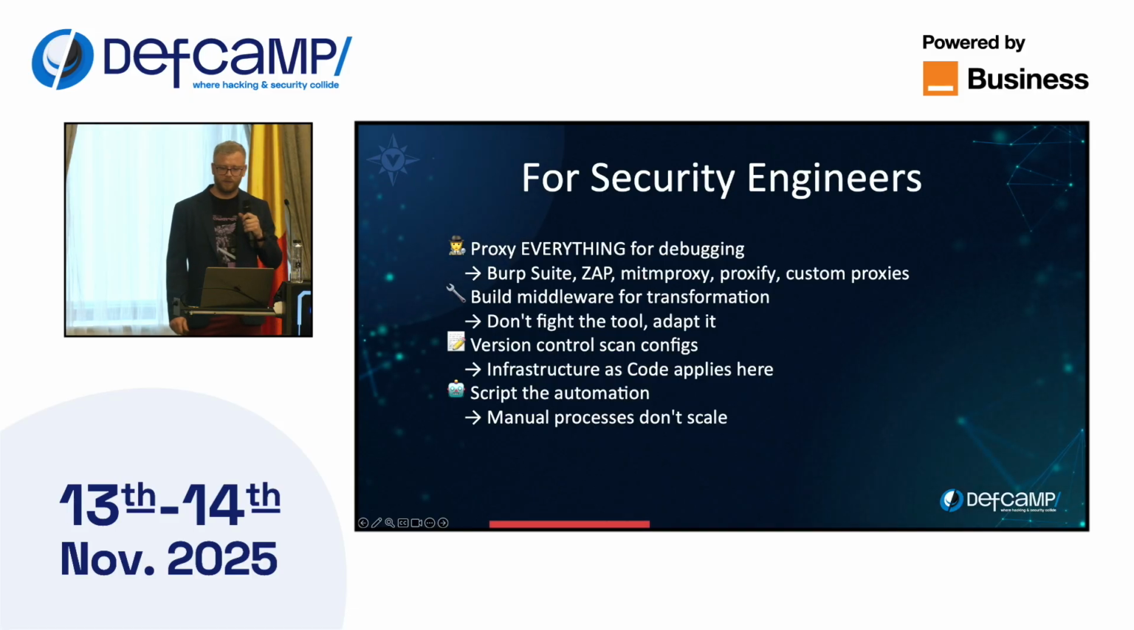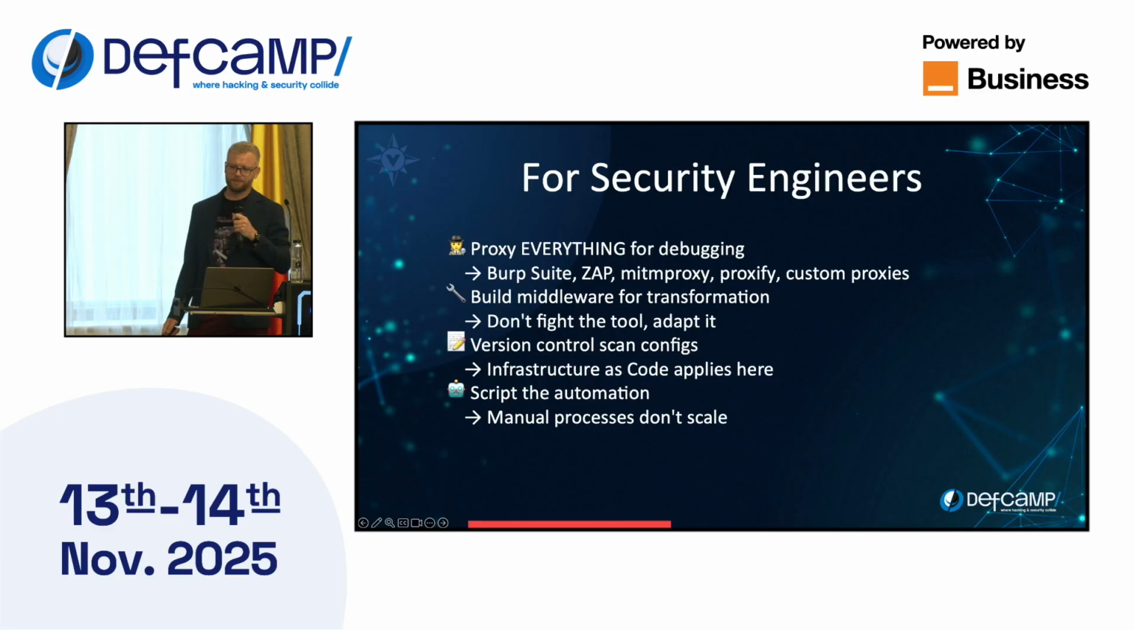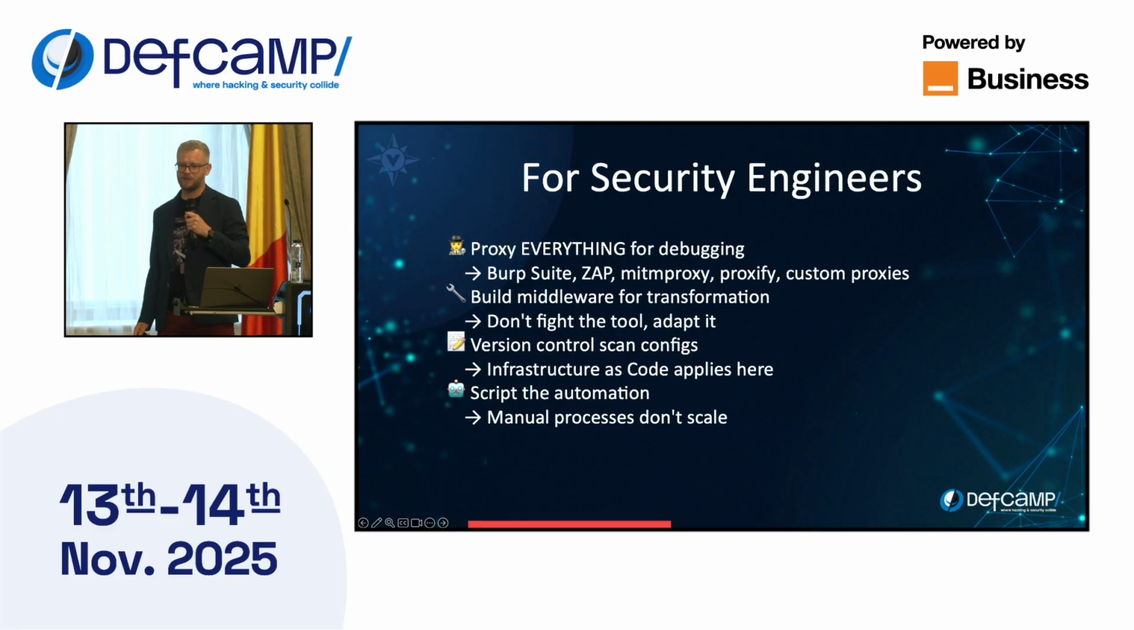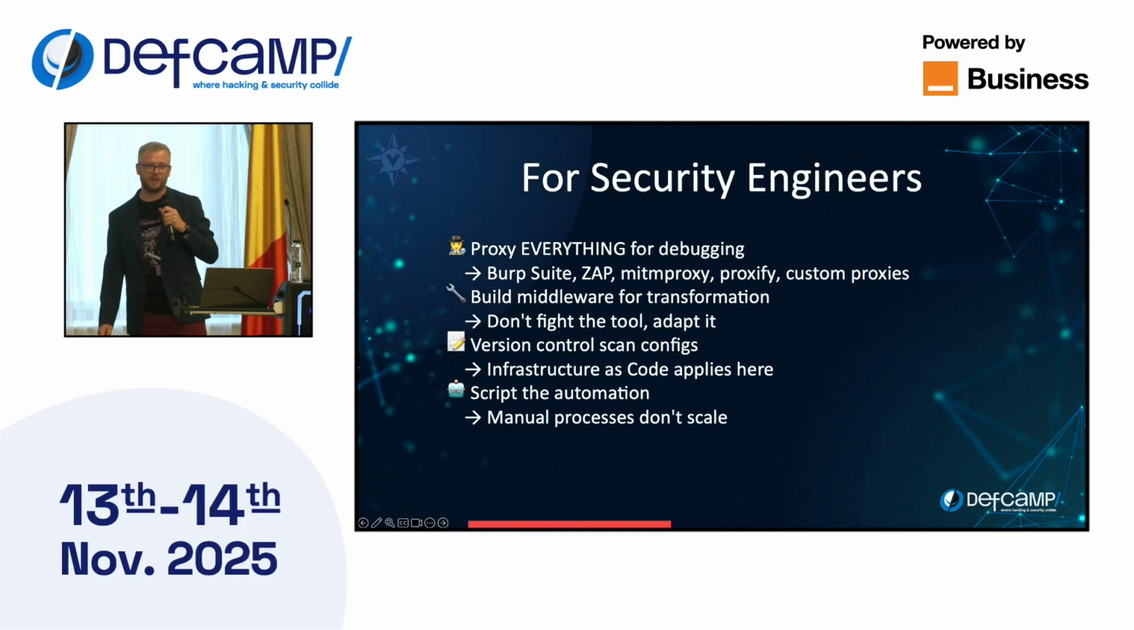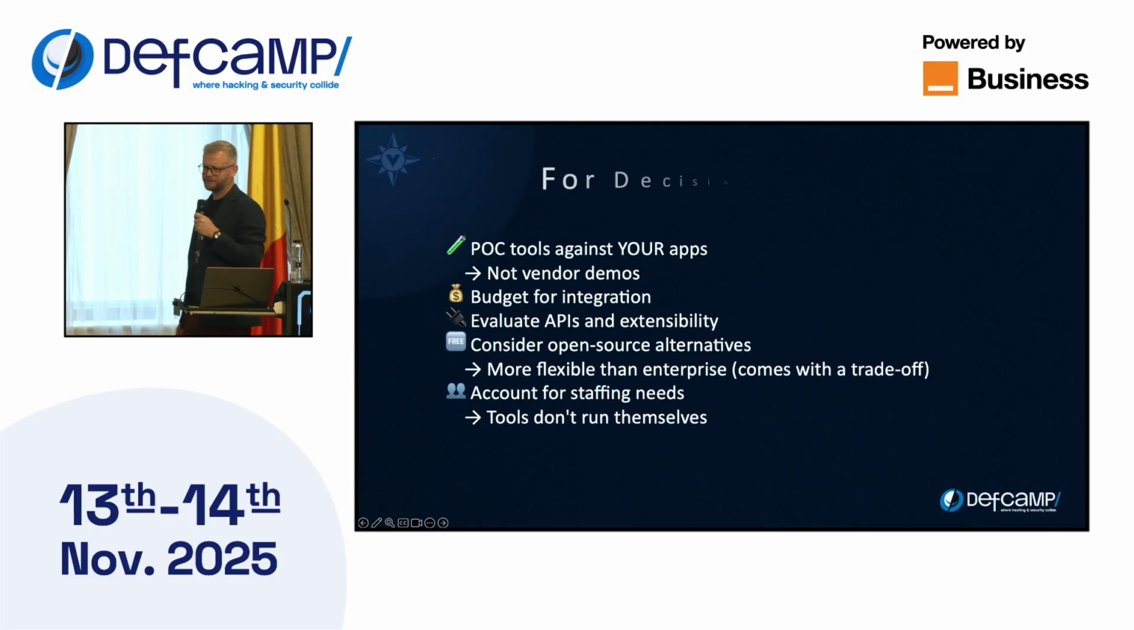So talking to security engineers, yeah, proxy everything for debugging, well, building a middleware for transformation. Don't fight the tool, try to adapt it. You can also put everything under version control. Otherwise, you may end up like myself, needing to recreate the infrastructure that I've done a few months back at 2 in the morning before the conference to show a 1-minute video about it. So it makes sense to put it on GitHub. And then, yeah, script the automation.